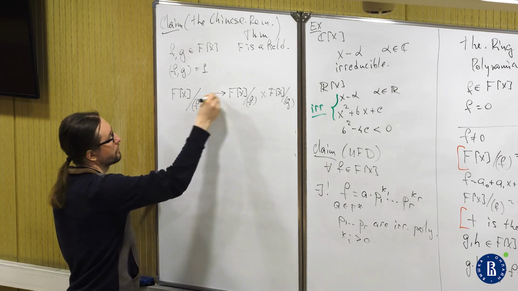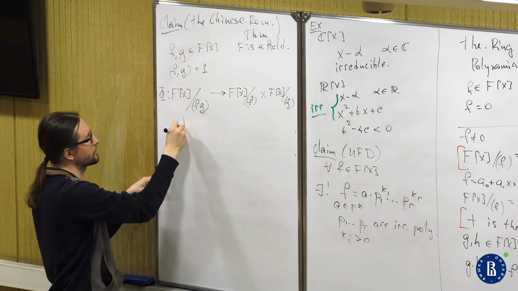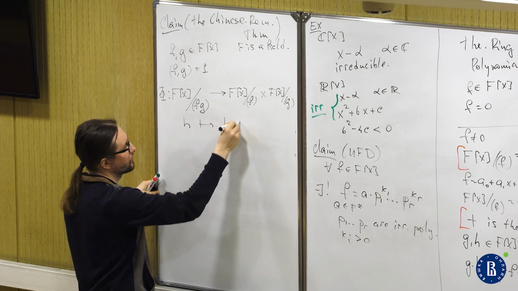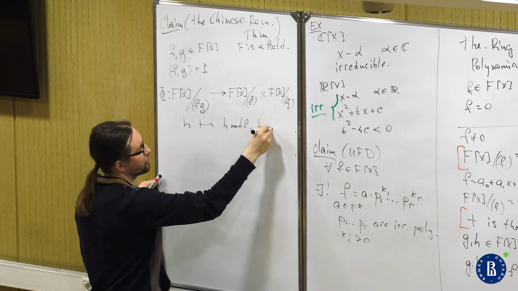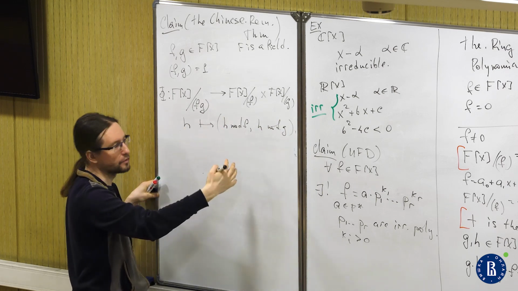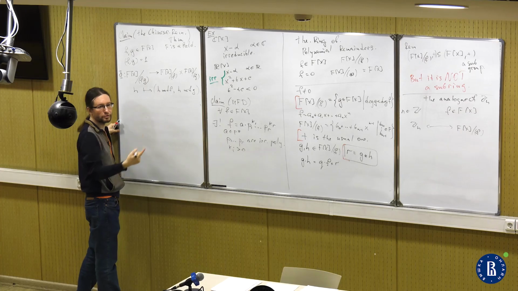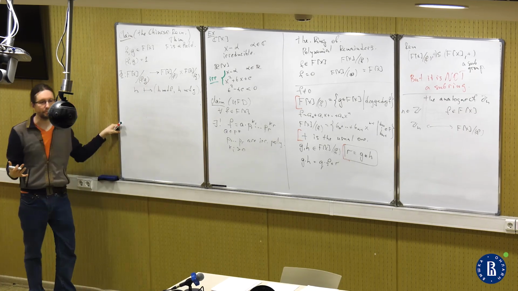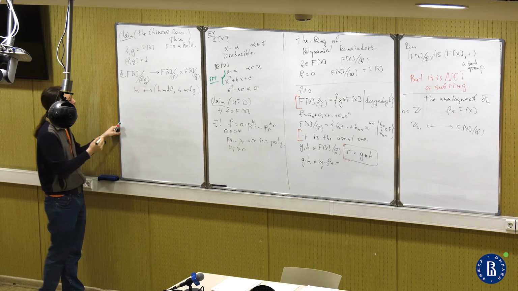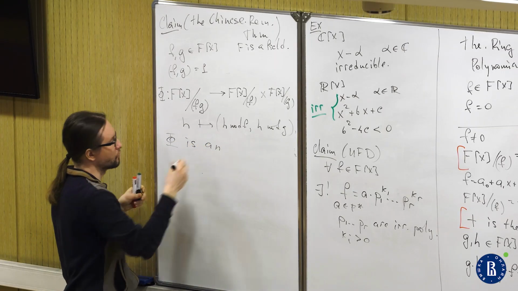And we have a map, capital phi, from the left-hand side to the right-hand side, which takes each polynomial h to h modulo f and h modulo g, where h modulo f means the remainder modulo f, and h modulo g means the remainder modulo g. So it is exactly the same map as in the case of integers. And the claim here is that phi is an isomorphism.